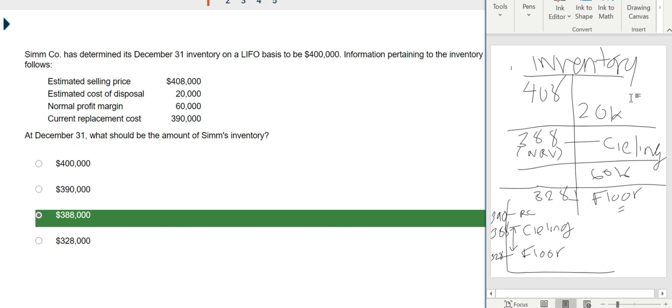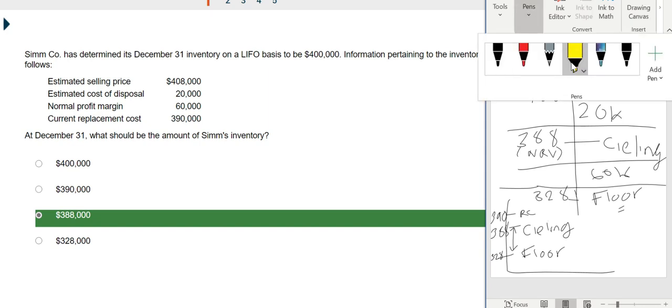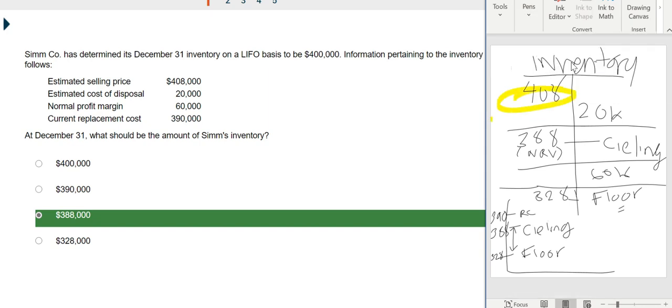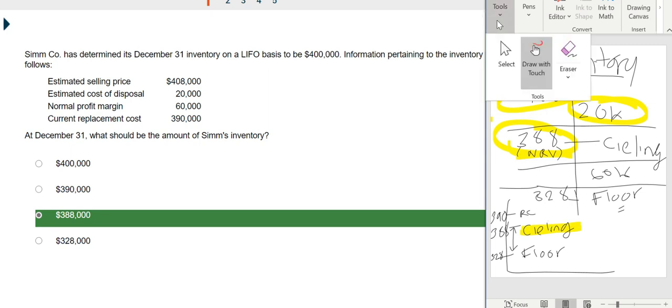So they tell us that we had an estimated selling price of 408 for the inventory. So this is why we use the 408 here. And then we had an estimated cost of disposal of 20K. So selling price minus the cost of disposal equals the NRV, which is 388. That's our ceiling, okay?